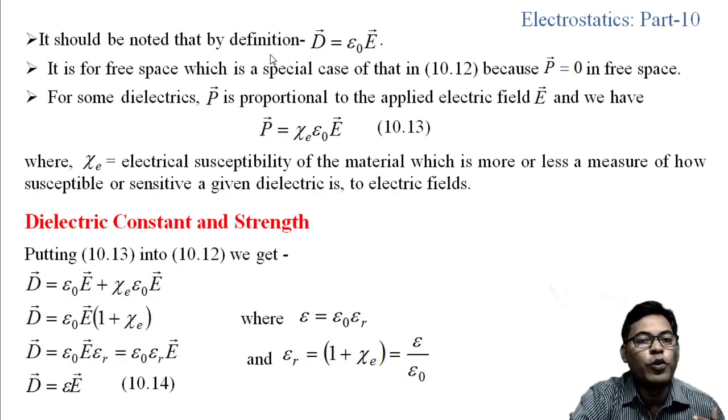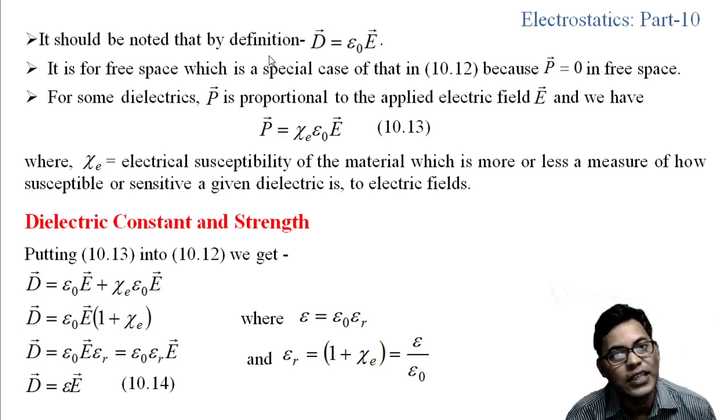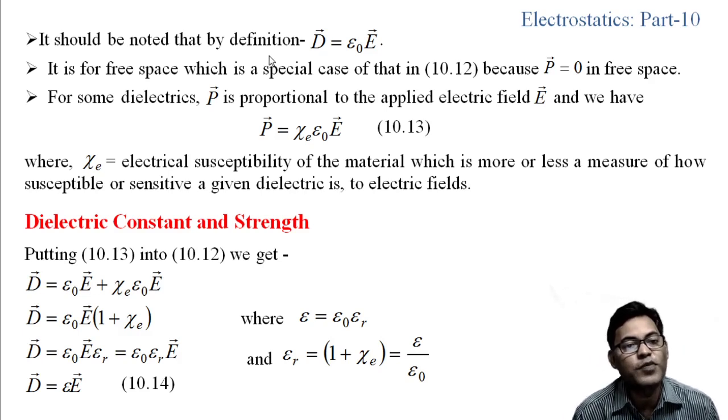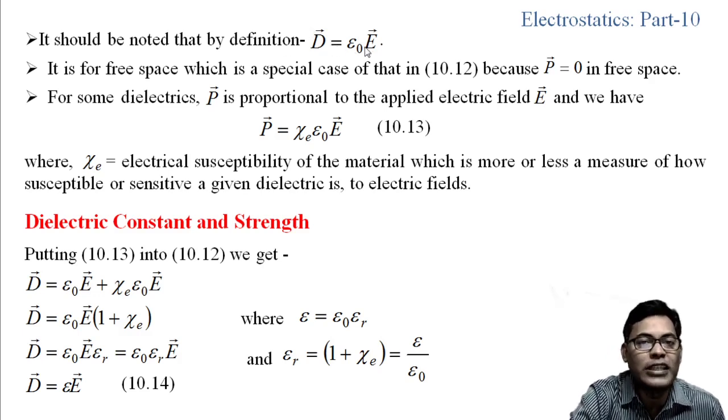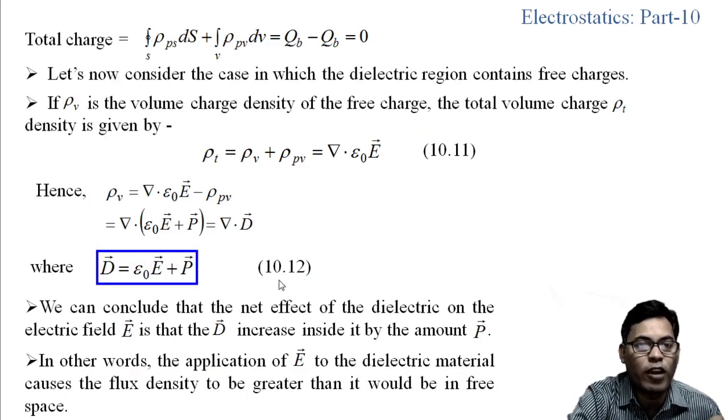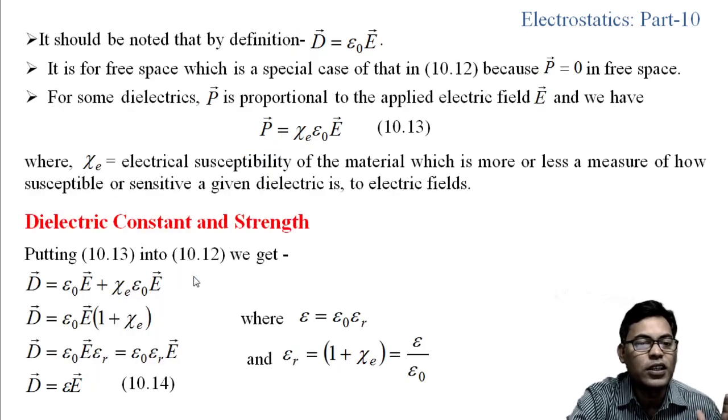Actually, we know according to the definition of the flux density for free space, we have seen D equals epsilon naught E. But that expression is a special case of expression 10.12. This expression is the general expression of flux density, that is D equals epsilon naught E plus P, because if polarization is not present, then P will be 0. So for free space, P equals 0, and D equals epsilon naught E. So that is written here.